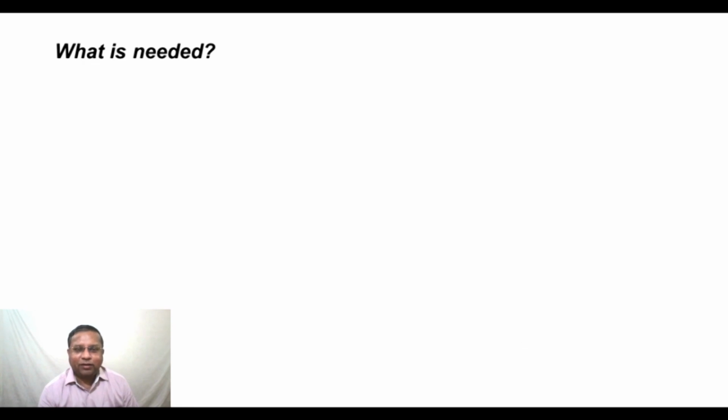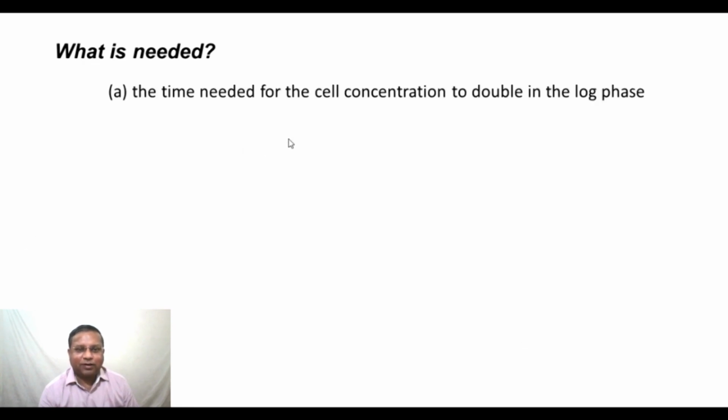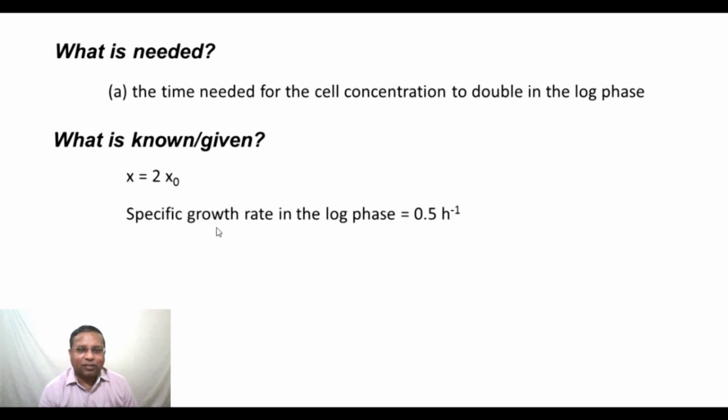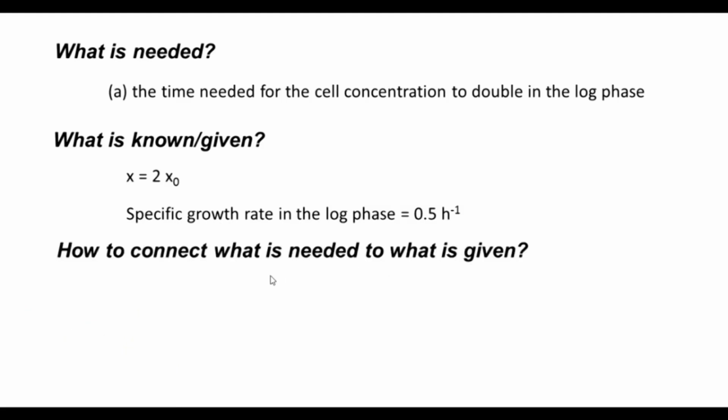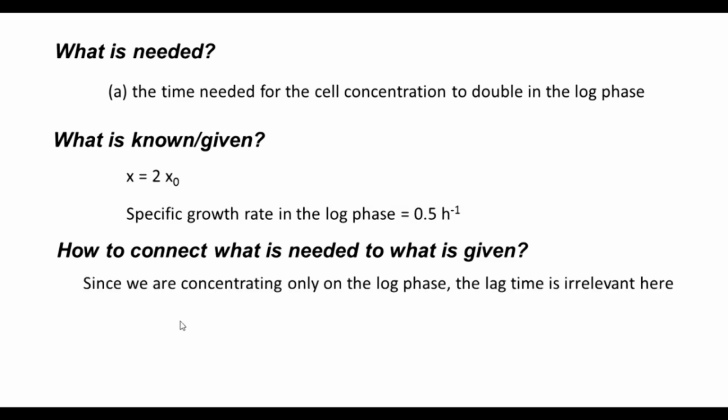For part B, what is needed? The time for the cell concentration to double in the log phase. What is known or given? This written in terms of our terminology would be x equals 2 times x naught. The specific growth rate is 0.5 hour inverse. And how to connect what is needed to what is given. Since we are concentrating only on the log phase, the lag time is really irrelevant here. We don't have to worry about it.